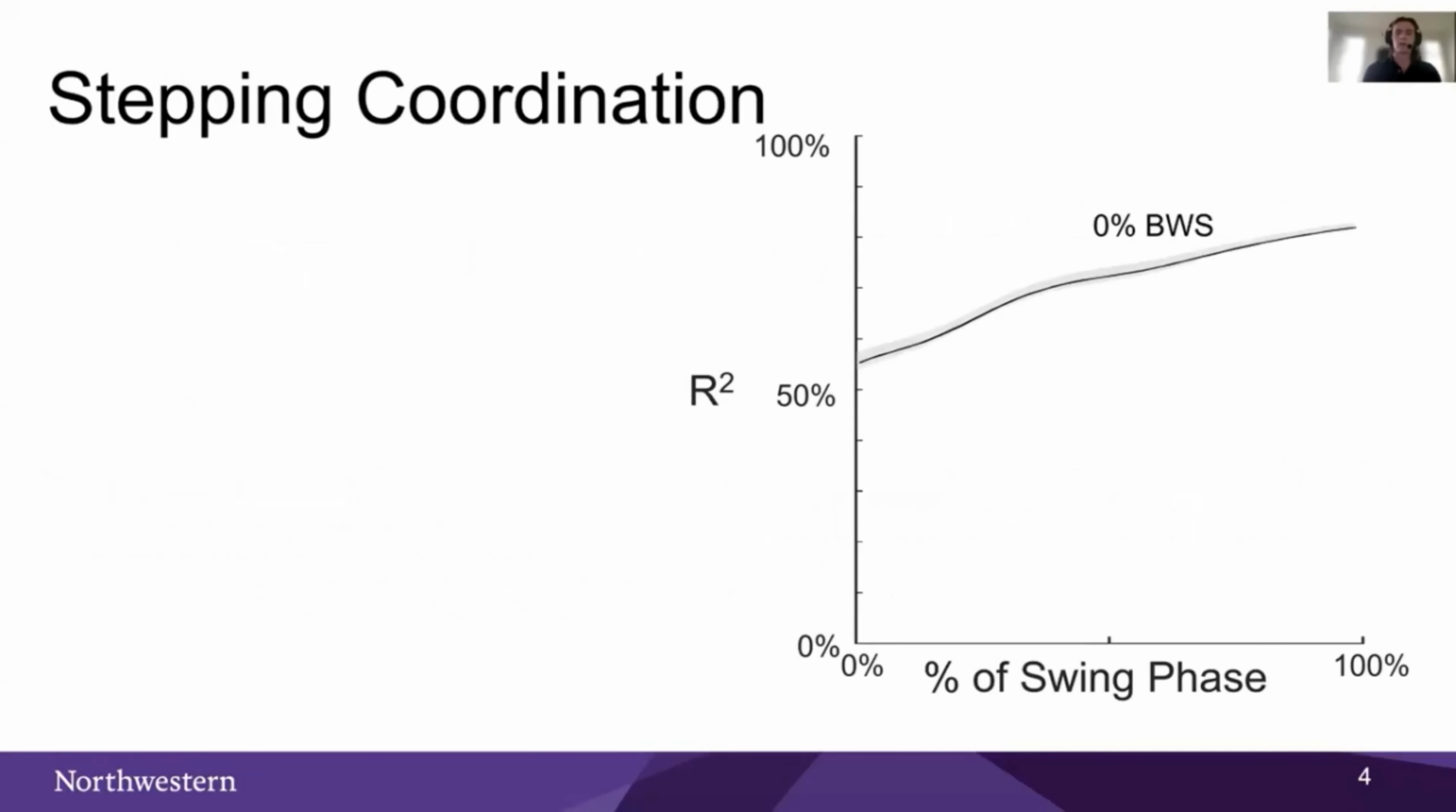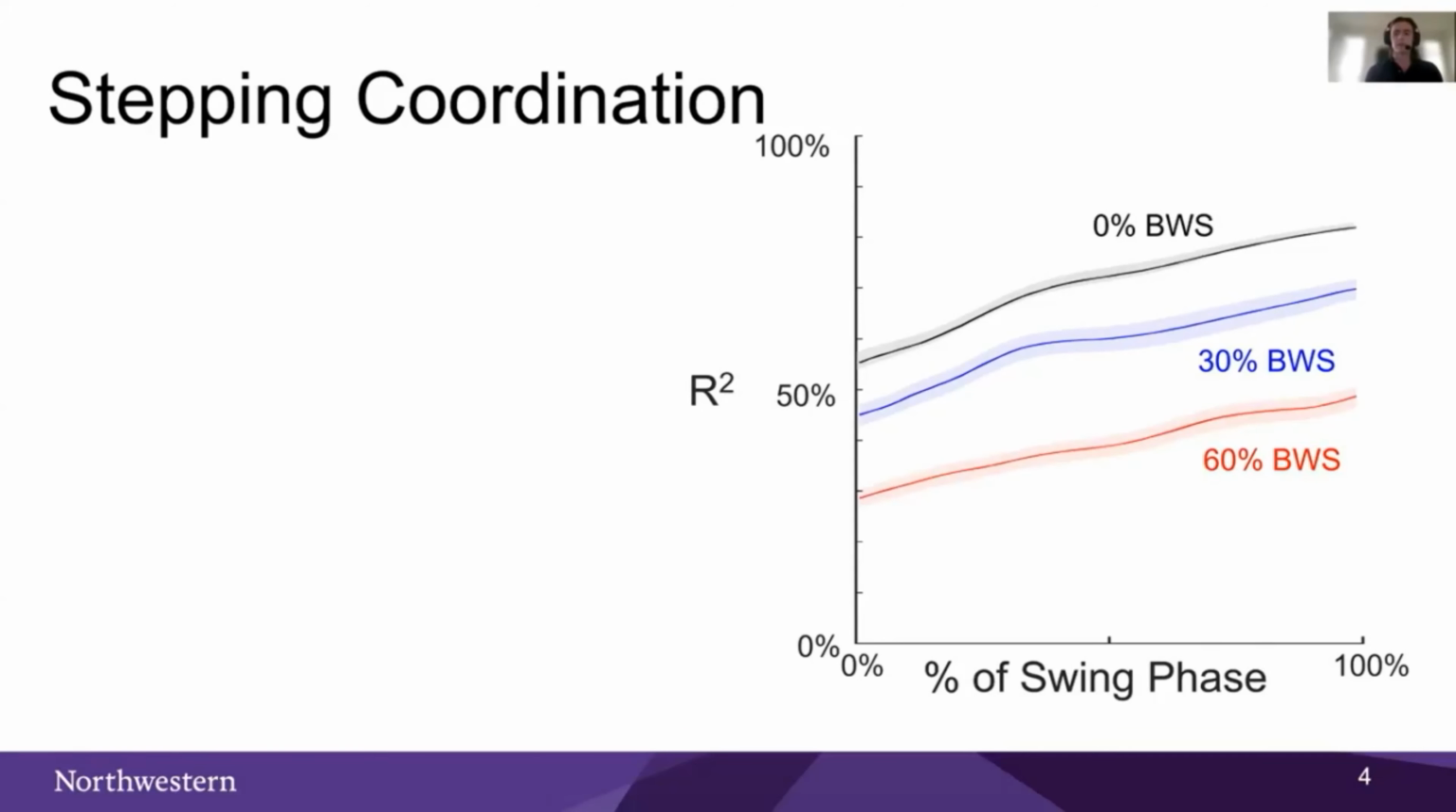So when walking without bodyweight support, lateral center of mass state became increasingly predictive of lateral foot placement position. At the beginning of swing phase, 55% of the variability in foot placement can be explained by variability in center of mass state. This increases to 80% by the end of swing. At 30% bodyweight support, we see reductions in the R² time series trajectory, and the trajectory at 30% bodyweight support is significantly different from that without bodyweight support.